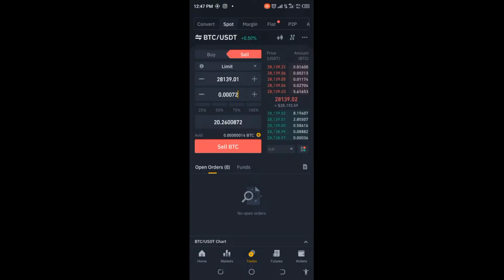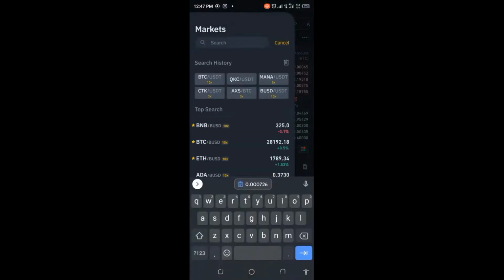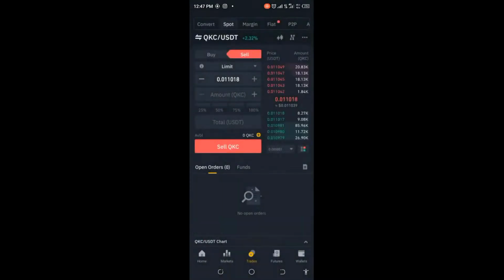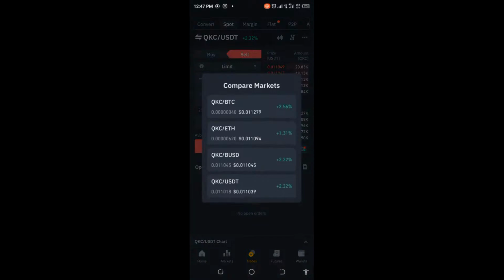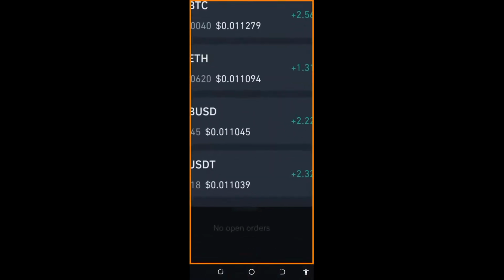This is a triangular arbitrage within Binance. So let's go ahead and do this. Are we ready? Let's hope that this is going to go through fast. Okay, so let's go ahead and go straight to our QKC USDT. But before we go ahead, let's make sure that everything is still intact. We want to make sure that everything is still intact. So what do we have here?